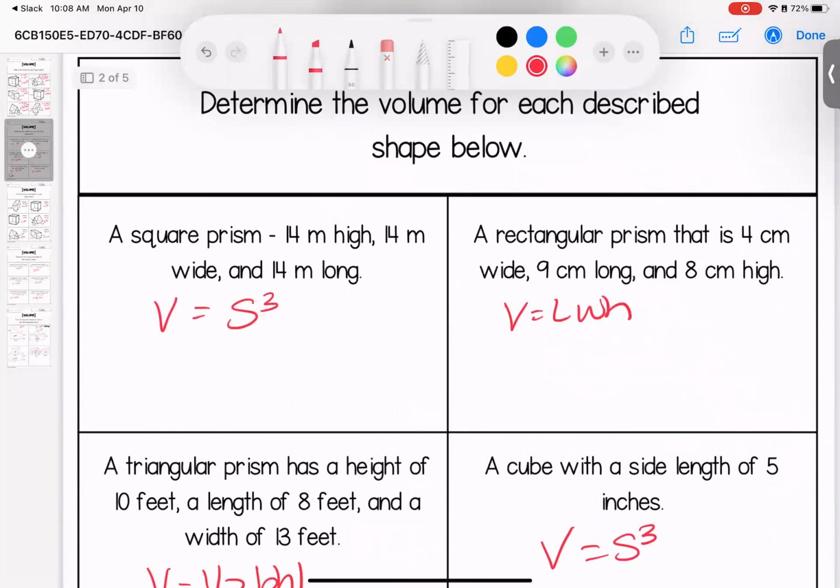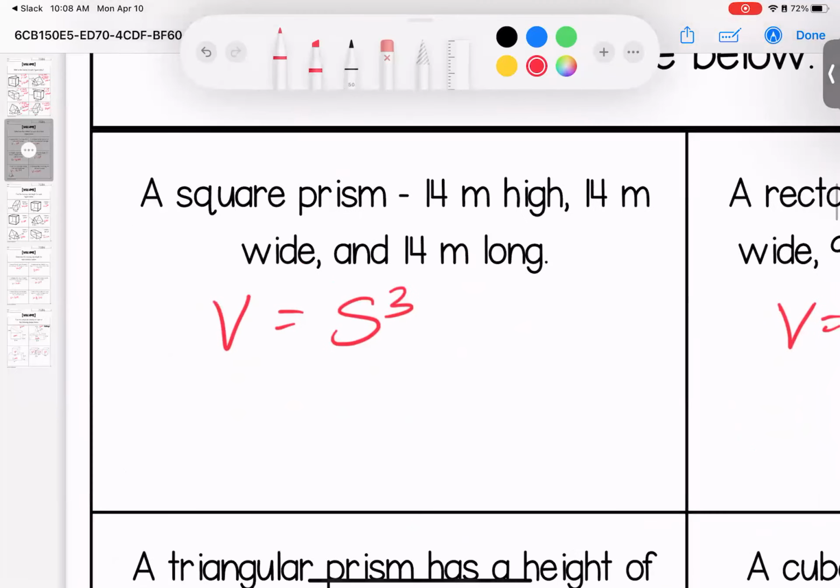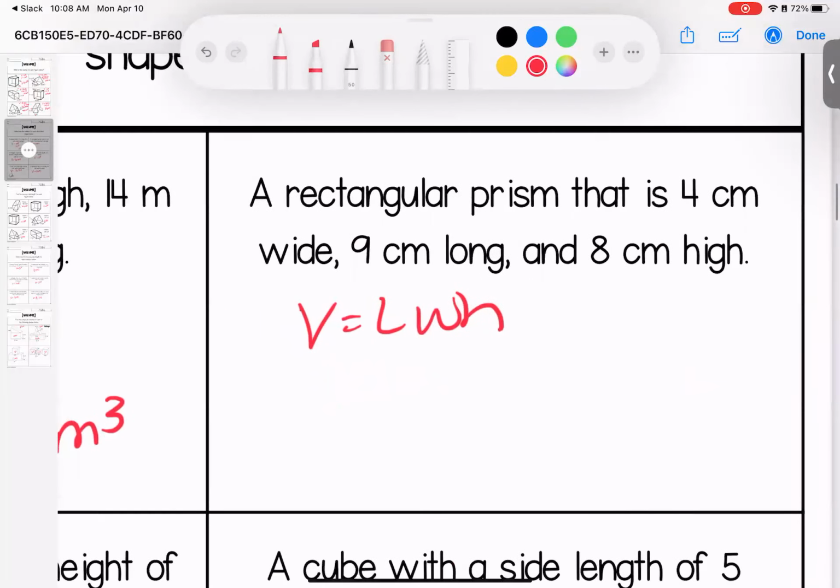All right, this time I gave it to you in words, took away the picture, but we're still utilizing our formula. So square prism, where we have 14 meters high, wide, and long, also known as 14 cubed. Remember, this is 14 times 14 times 14, or 2,744 meters cubed. A rectangular prism that is 4 inches wide, 9 inches long, and I'm sorry, not inches, centimeters, and 8 centimeters high. So we have 9 times 4 times 8 gives us 288 centimeters cubed.